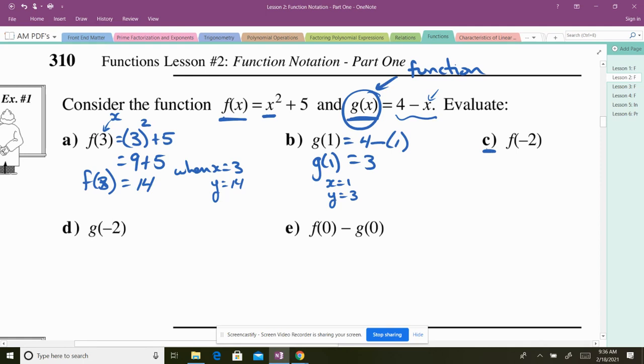F of negative 2. Where does negative 2 go? For what function? The f function. So we go bracket everything that you sub in. We're squaring it, and then we're adding 5. What do I do first? So negative 2 squared is 4. 4 plus 5 is?